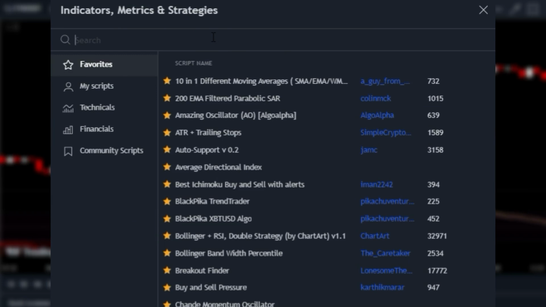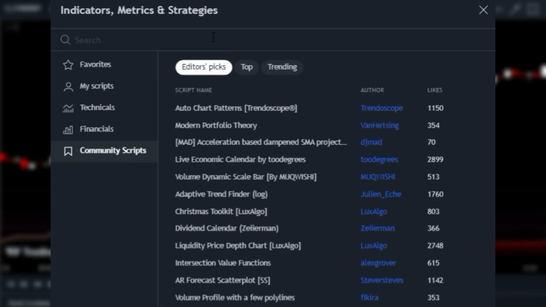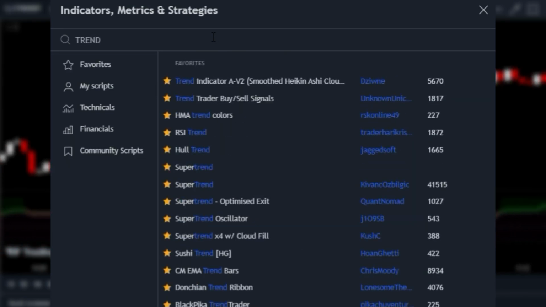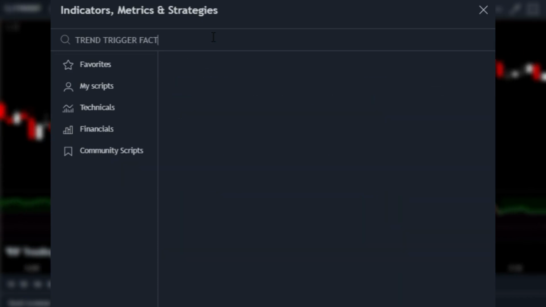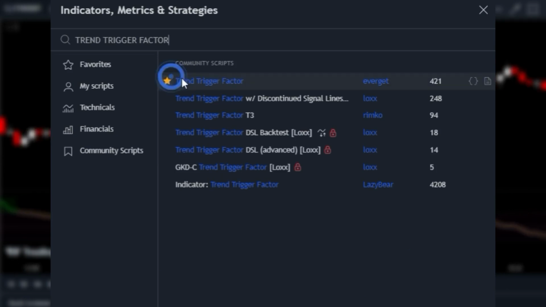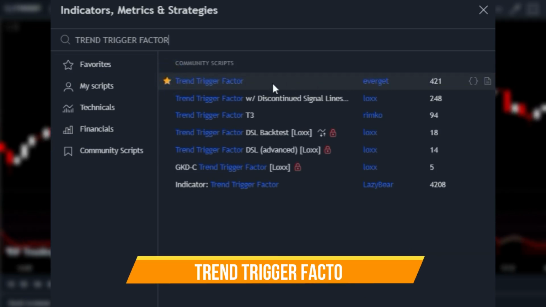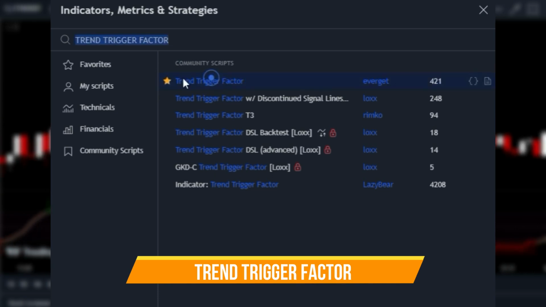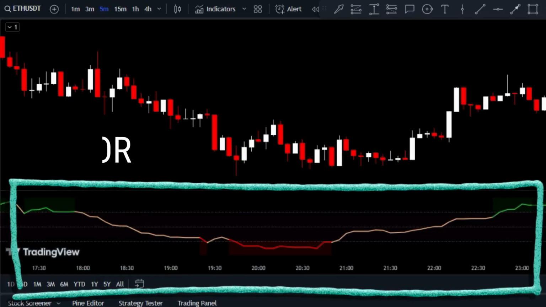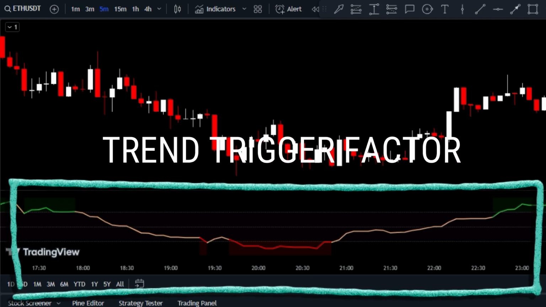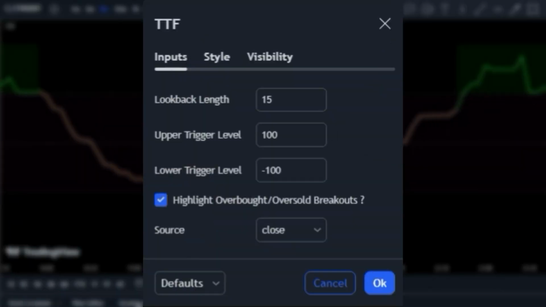Next, we'll add the Trend Trigger Factor indicator to our chart. This oscillator will help us provide an extra layer of confirmation for our trades. Some adjustments need to be done before using it, so follow my steps.